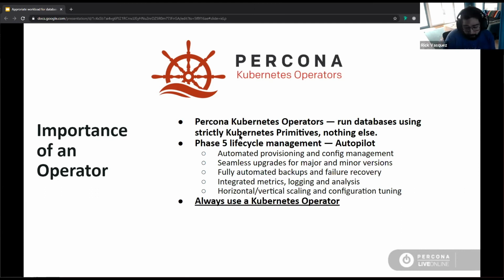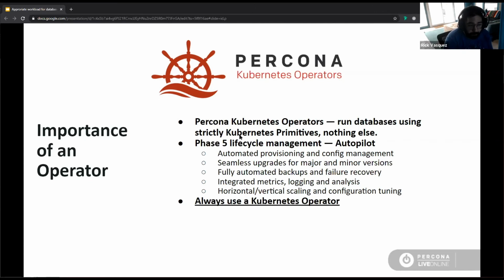So what we decided is that we were going to build our operators using strictly the Kubernetes primitives. We do not use anything else. We don't use custom components. All we do is Kubernetes primitives and rely on the database relaying information to the operator, and then the operator making decisions about that and invoking Kubernetes primitives to make that so.